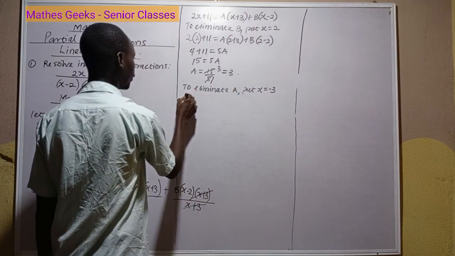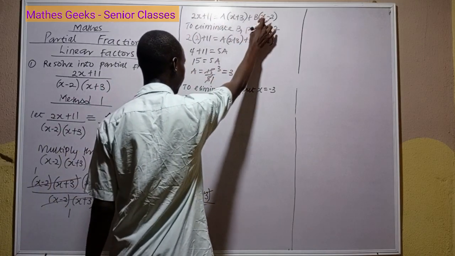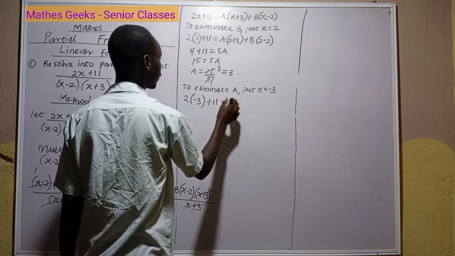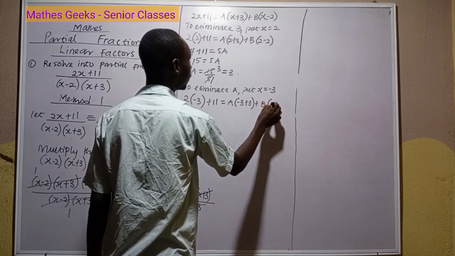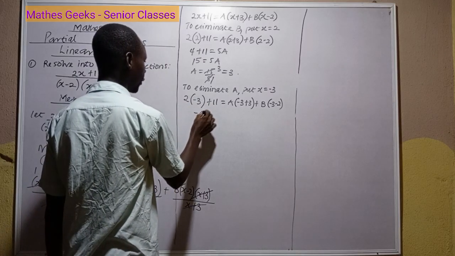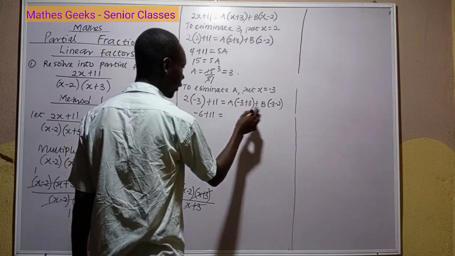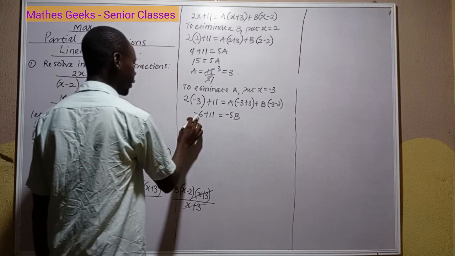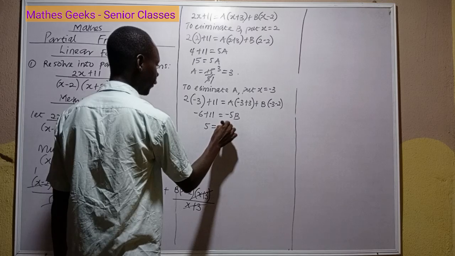Okay, so wherever you make x to be, that is what x will be here, and also what x will be here. So x is minus 3, so you have 2 times minus 3 plus 11 is equal to a times (minus 3 plus 3) plus b times (minus 3 minus 2). So minus 6 plus 11 is equal to, minus 3 plus 3 is 0, 0 times a is 0, so it's eliminated. So this becomes minus 3 minus 2, which is minus 5, so minus 5b. So minus 6 plus 11 is equal to 5, and this is equal to minus 5b.